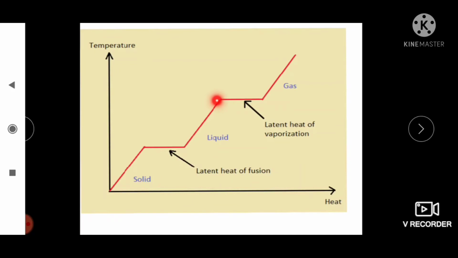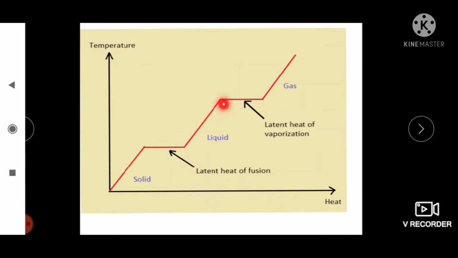Remember that we are continuously supplying the heat here. You can observe that the temperature of water rises gradually until 100 degrees centigrade is reached. At the temperature of 100 degrees centigrade, water boils and starts changing into steam.